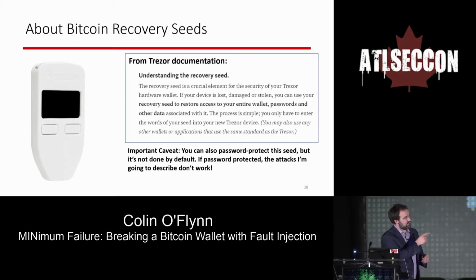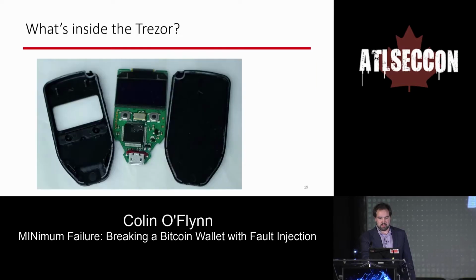And they basically have this seed with the idea being that when you set up the wallet, you write it down, and then if your wallet is destroyed, you have a way to recover the funds. You can also password protect that. So this isn't done by default, but there's an option to include a password in this seed. And if there's a password, it basically makes the attack I'm talking about not work, because all of a sudden you have some information that's not stored on the device that's required to recover it.